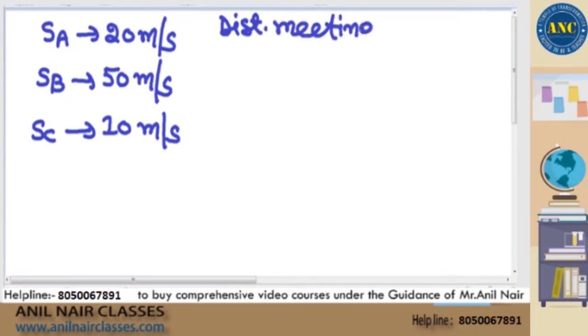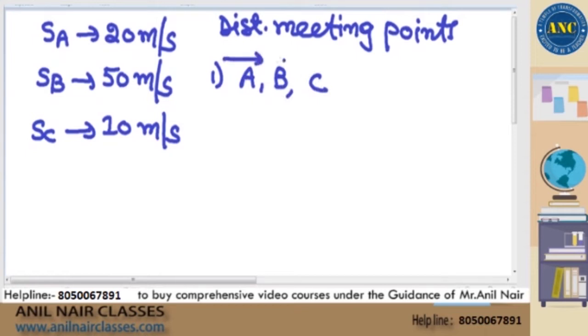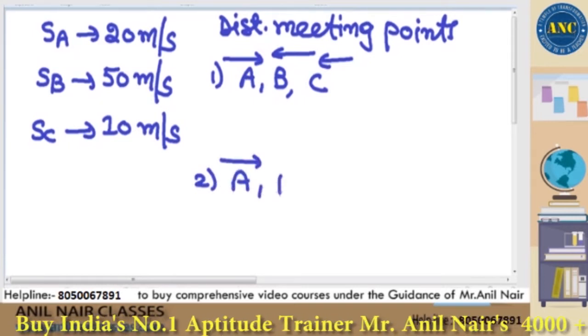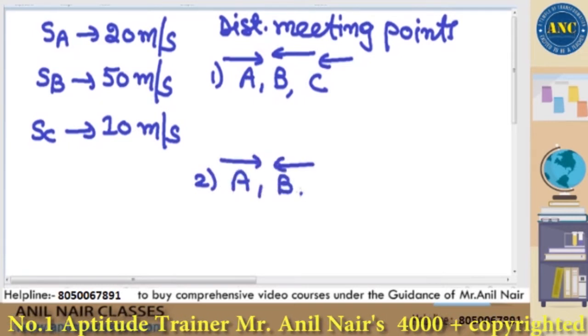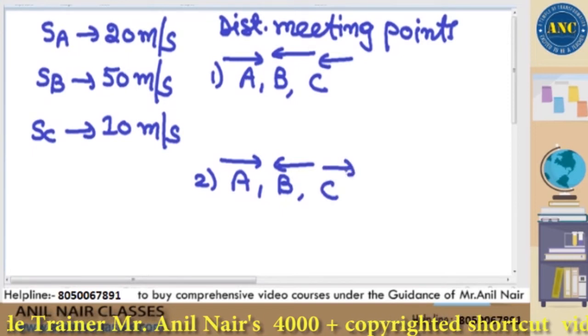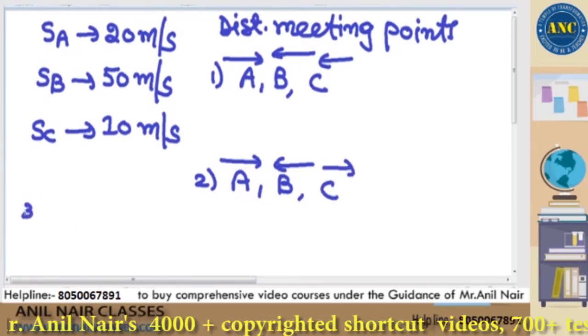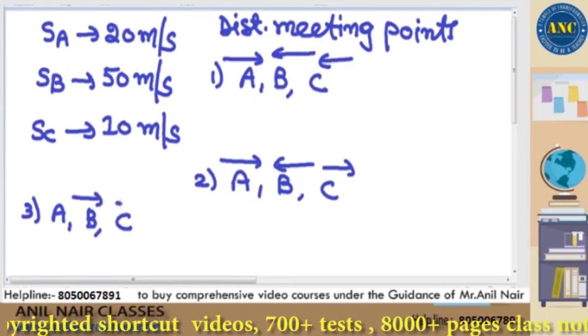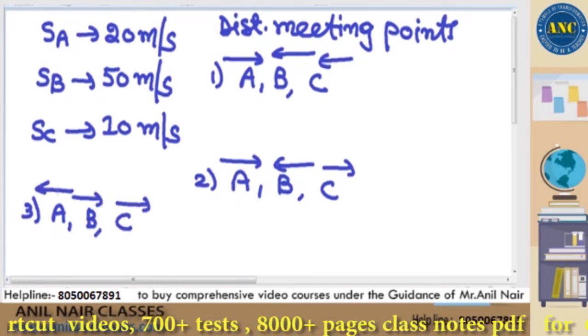I will create two questions right after the class. You can create any other questions. You got any doubt? I am there. You can put it in the live chat. A, B, C. First question, A is moving in the same direction, B and C are opposite. Second question, A is moving in the same direction, B is moving in the opposite direction, C is moving in the direction of A. Third question, B and C are moving in the same direction, A is moving in the opposite direction.